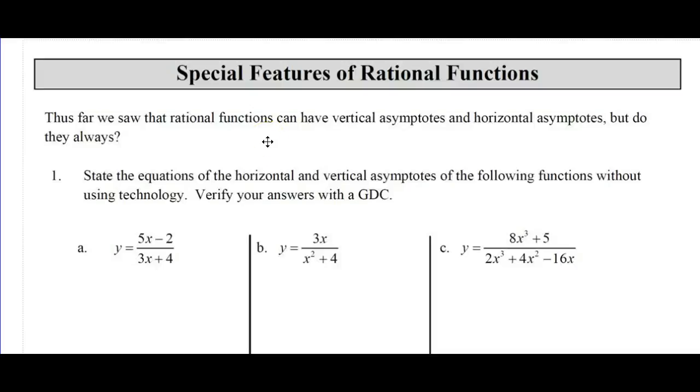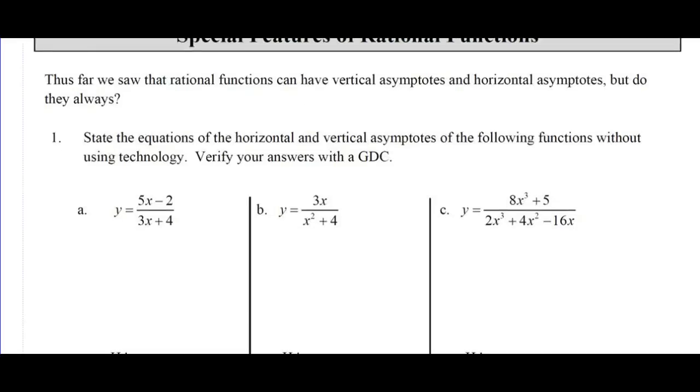Okay, so rational functions, but this time special features of rational functions. Thus far we saw that rational functions can have vertical asymptotes and horizontal asymptotes, but do they always have them?